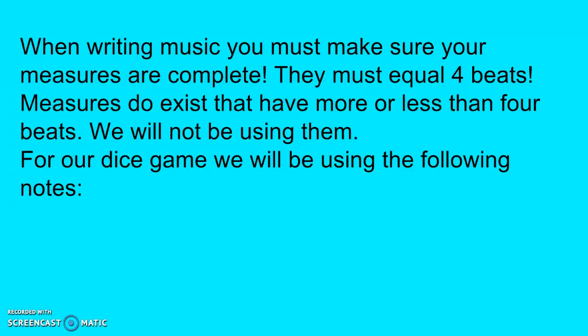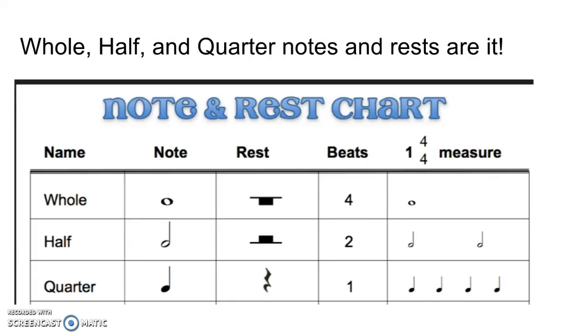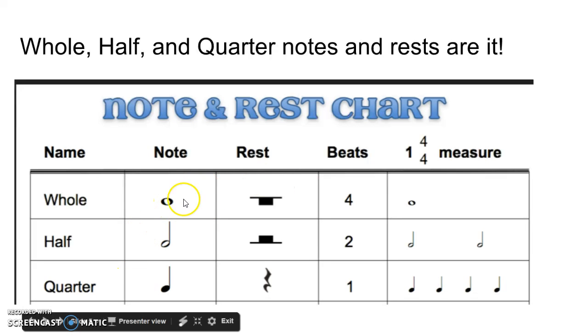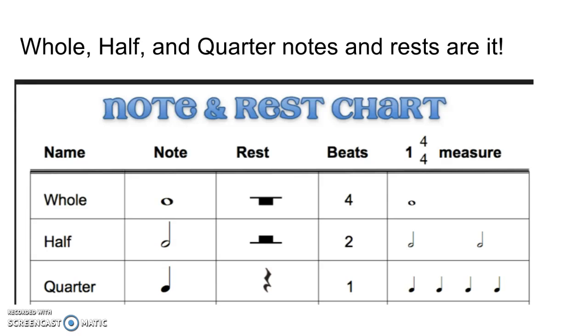For our dice game, we will be using the following notes this year. Okay? A whole note, which gets 4 beats. So it should sound like this. Ba. A whole rest, which of course there's no sound, but it'll go 4 beats.